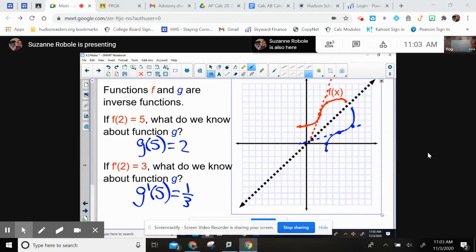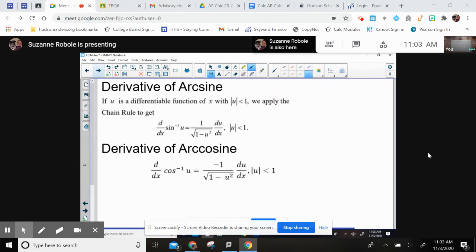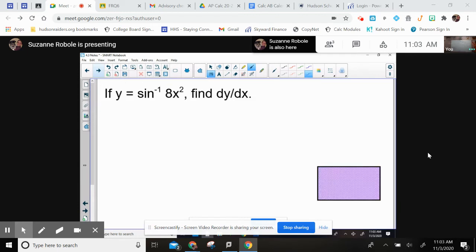Okay, next we have derivative of arc sine and derivative of arc cosine. So please go through and write this down. I'm going to move on to the next page. Notice that the only difference between the arc sine and arc cosine, or inverse sine, inverse cosine, is that the cosine has a -1. The rest of it is all the same. So we are first doing this equation. So let's talk about finding this equation.